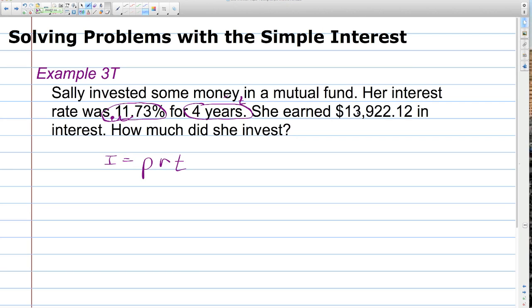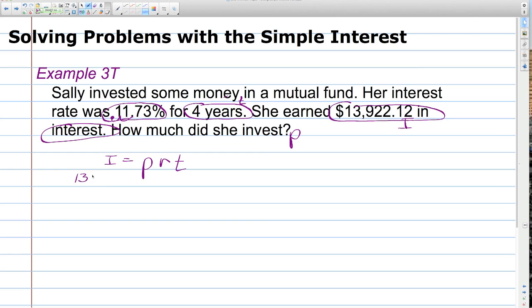She earned $13,922.12 in interest. Right there, this is her interest. And it got cut off here on the next line, but that's her interest. So this problem, because we're asked to find how much money she invested, we're being asked to solve for the principal. And this is where I really found my students got confused.